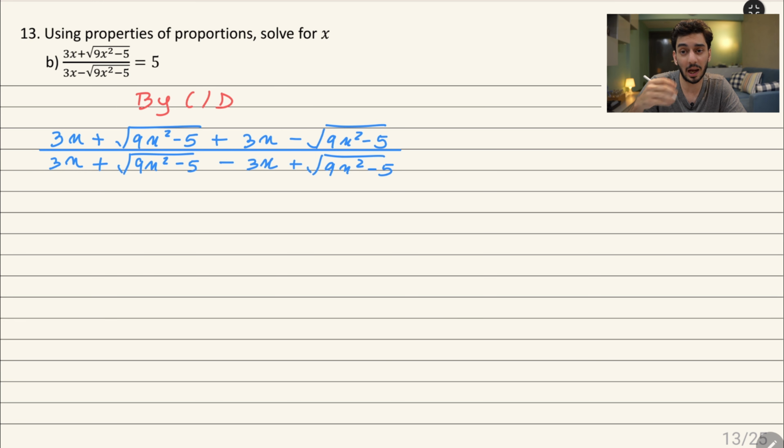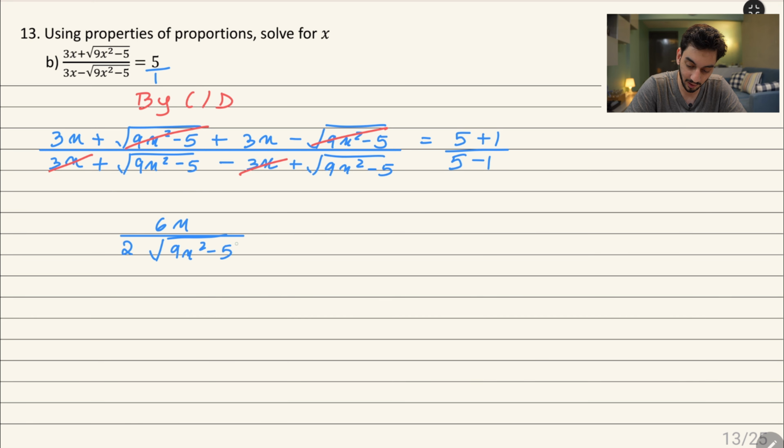Because there is no fraction. Actually there is a fraction. This 5 is actually 5 upon 1. So I can write it as 5 plus 1 upon 5 minus 1. How easy. In the numerator, both the square root terms go away. In the denominator, the 3x and the negative 3x go away. So 3x plus 3x is a 6x, and in the denominator, root of 9x squared minus 5 plus another root of 9x squared minus 5 is twice root of 9x squared minus 5, is equal to 6 upon 4.